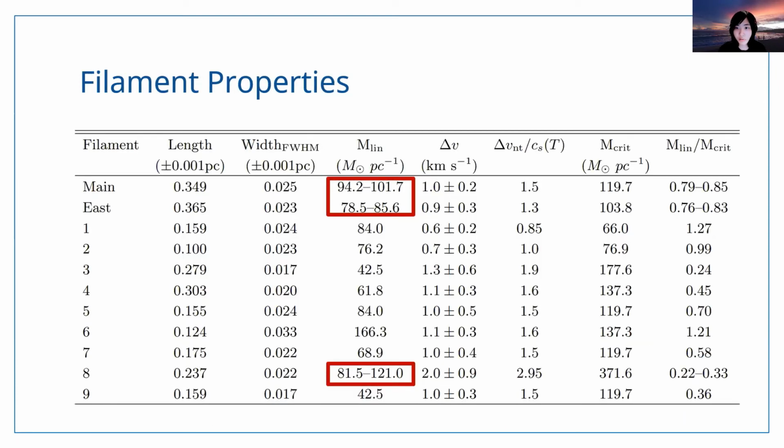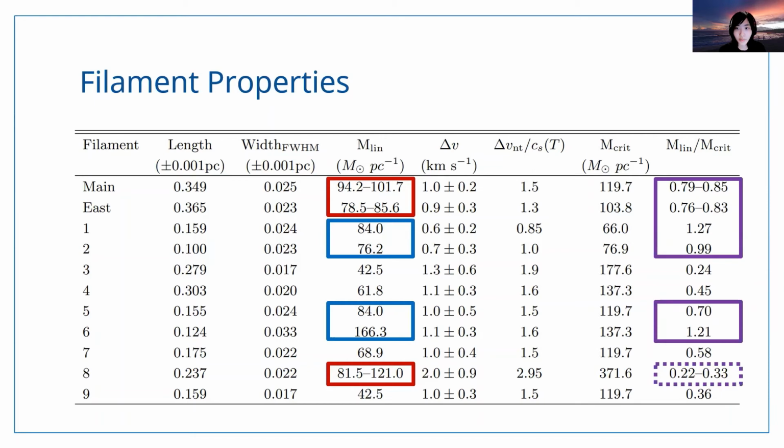And we found that these 3 filaments with core fragmentation all have line density higher than 80 solar mass per parsec. However, there are also some other filaments without cores having line density close to or higher than 80. And it's possible that these filaments can also form cores in the future. And we can also see that all these filaments have line density similar to the critical line density, which means that these filaments may be gravitationally bounded and are all possible sites for star formation.